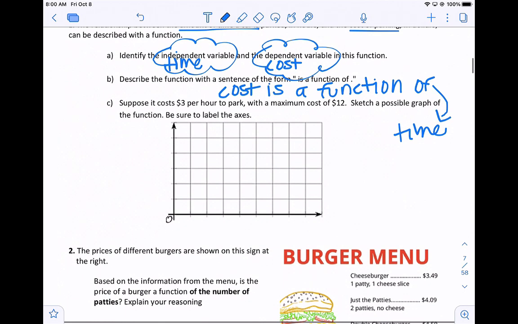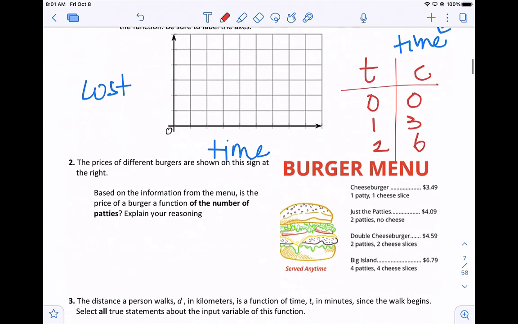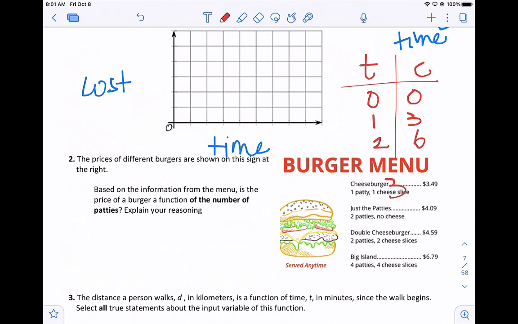Suppose it costs $3 an hour to park with a maximum cost of $12. Sketch a possible graph of the function. Be sure to label the axes. Okay, so again, the independent variable is the x-axis, and then we'll put cost here. I'm going to make a little table because I think it's easier for me to get these coordinates. So we'll do time and cost. $3 an hour to park, so 0, 0. After 1 hour, it's $3. After 2 hours, it's 6. After 3, it's 9. After 4, it's 12, and the maximum is 12.